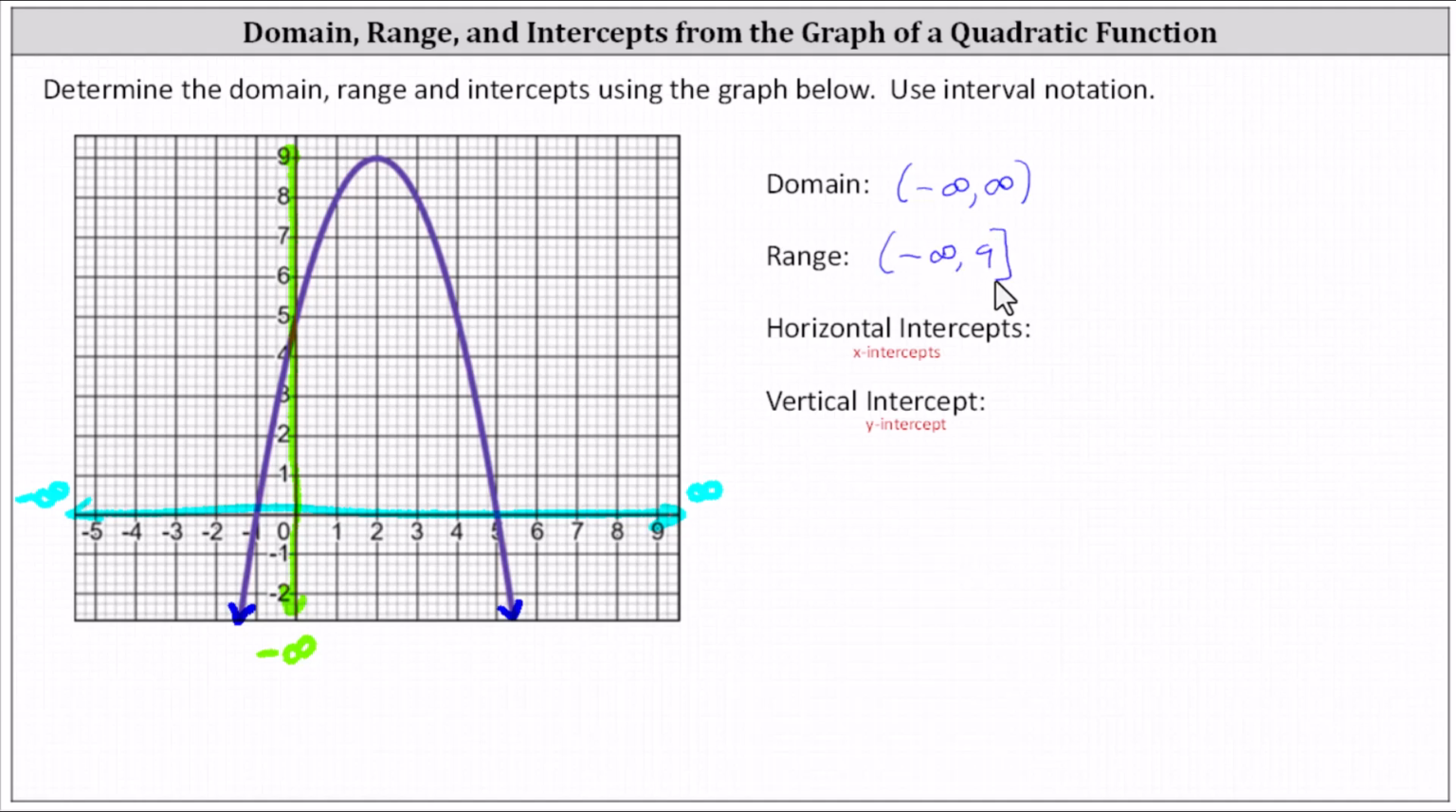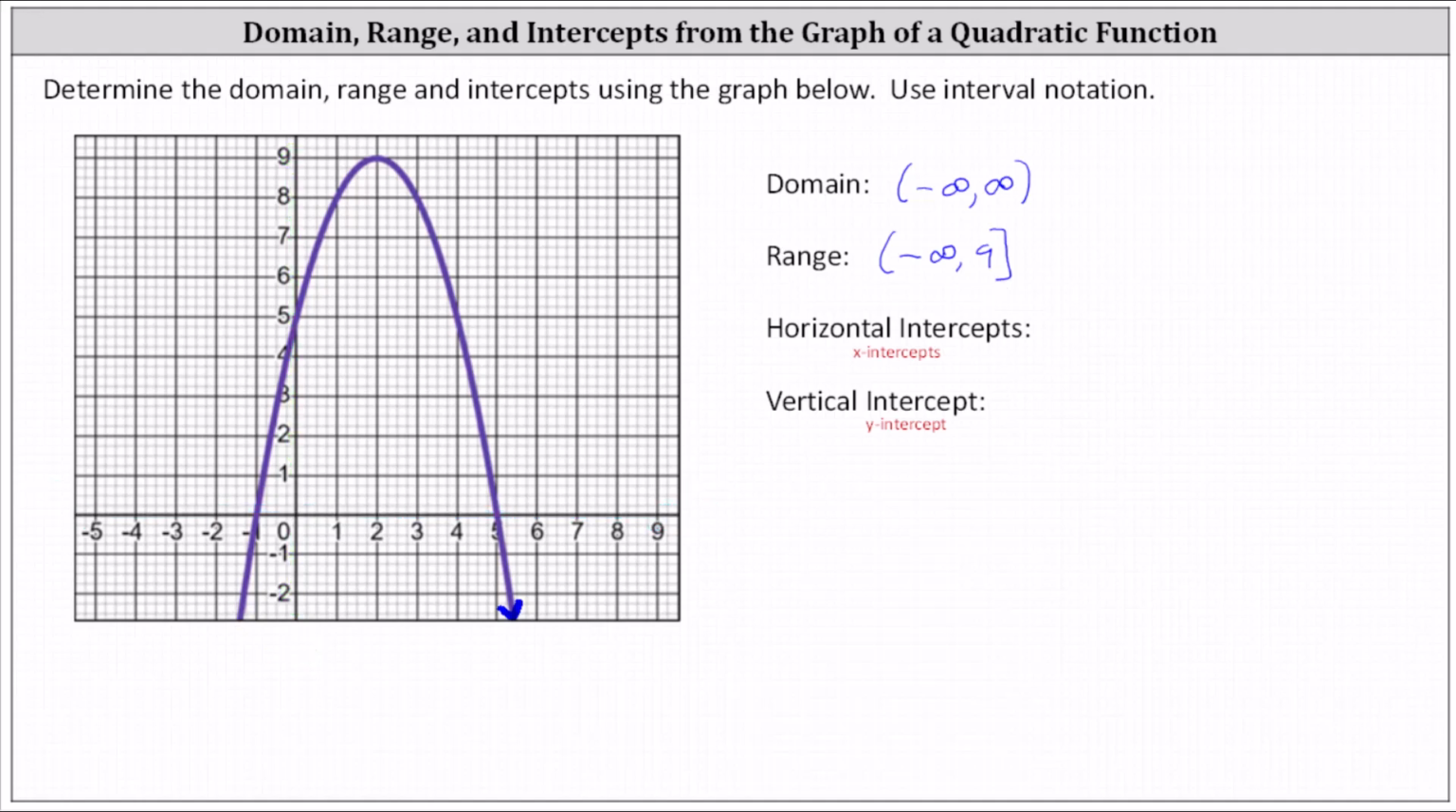Recall the closed bracket indicates 9 is in the interval. It's also important to remember the order does need to be negative infinity, 9, not 9, negative infinity. And now let's determine the intercepts.